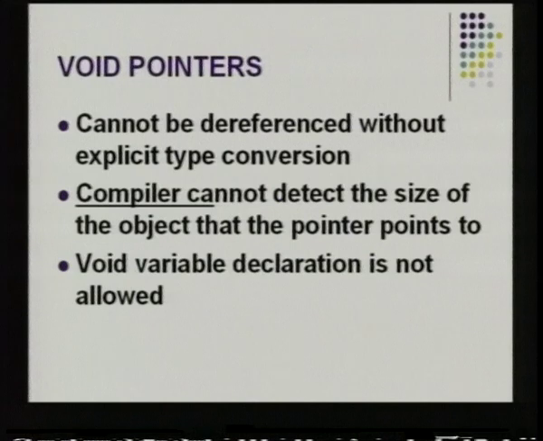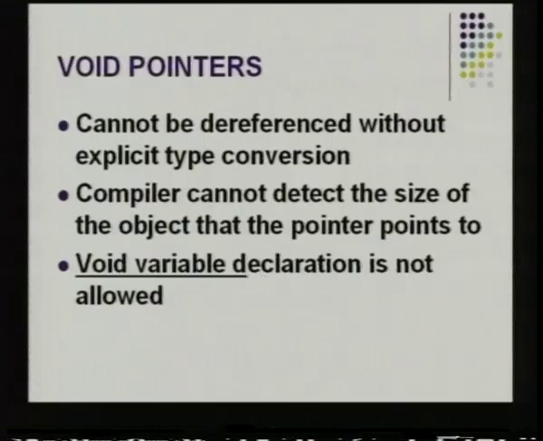The compiler cannot detect the size of the object that the pointer points to. See, when we say integer or when we say character or when we say float, each of them have a certain storage bytes allocated by the compiler. So, unless the pointer is identified as pointing to an integer variable or character variable or float variable, the compiler will not be able to identify what is the size of the object to which the pointer is pointing to. And void variable declaration is not allowed. That means pointers can be void, but simply variable names cannot be void. I cannot simply give void x. I have to give int x or char x or float x, but I can give void pointer x.